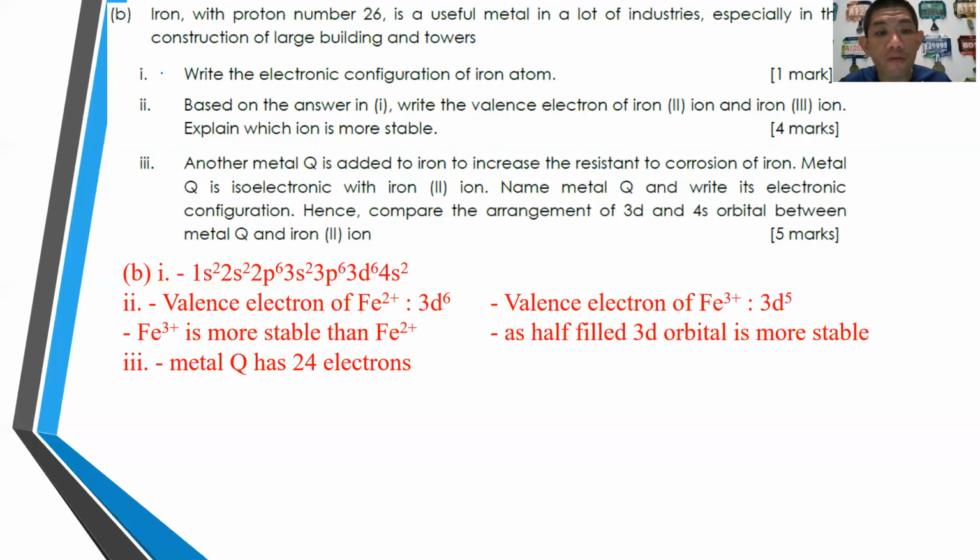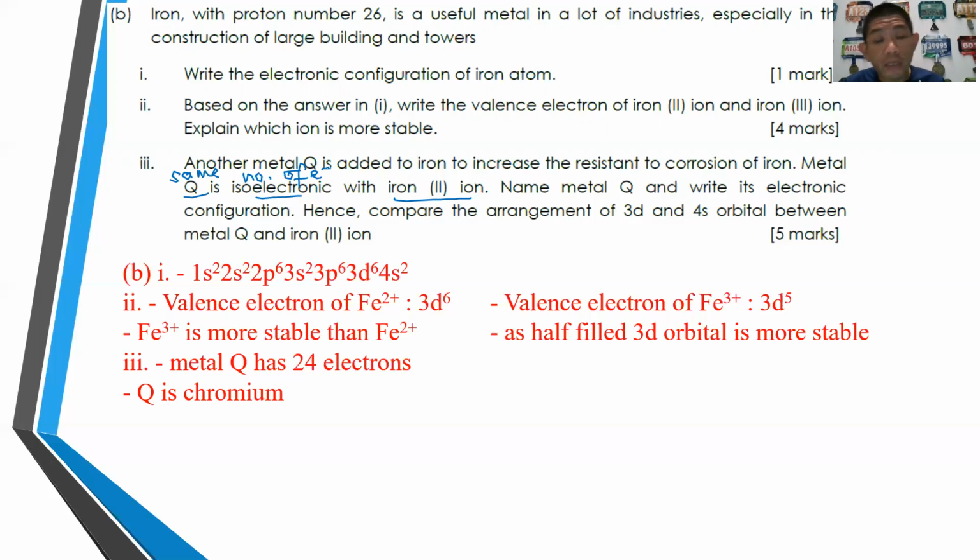So in here, you have to first identify the metal Q. Metal Q is chromium, because the question already said Q is isoelectronic with the ion. When we say isoelectronic, it means the same number of electrons. However, in terms of writing electronic configuration, the way of how to write it is going to be different.